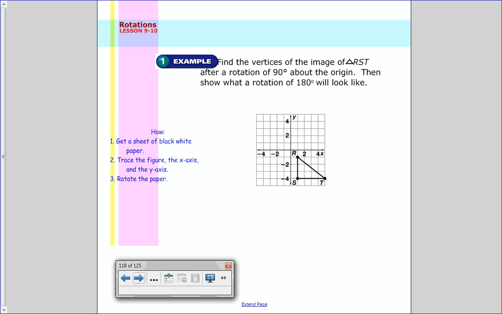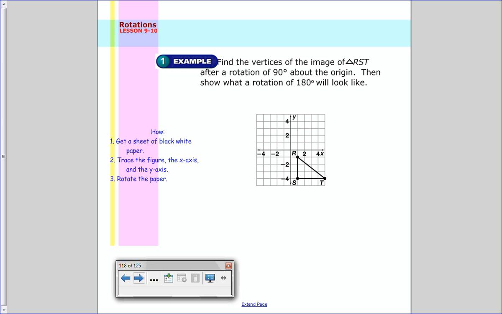Now I'm going to tell you straight up, this first part of the lesson is kind of hard to show you on my smartboard. I'm going to try to talk you through it, and hopefully in class tomorrow I can show you a little bit more if you're confused about what I mean. So it says find the vertices of the image of triangle RST after a rotation of 90 degrees about the origin. Then show what a rotation of 180 degrees will look like.